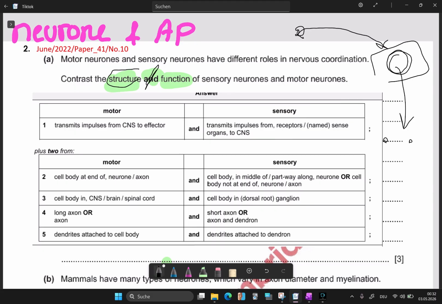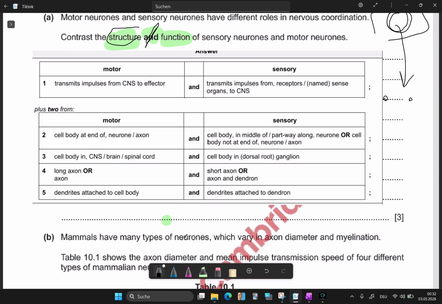And now for the structure, we're just going to look at a motor neuron. So a motor neuron just looks like this. The cell body is at the beginning of the axon. The cell body is usually in the brain or the spinal cord, and it has a long axon and it has dendrites attached on the cell body. And it has no dendron.